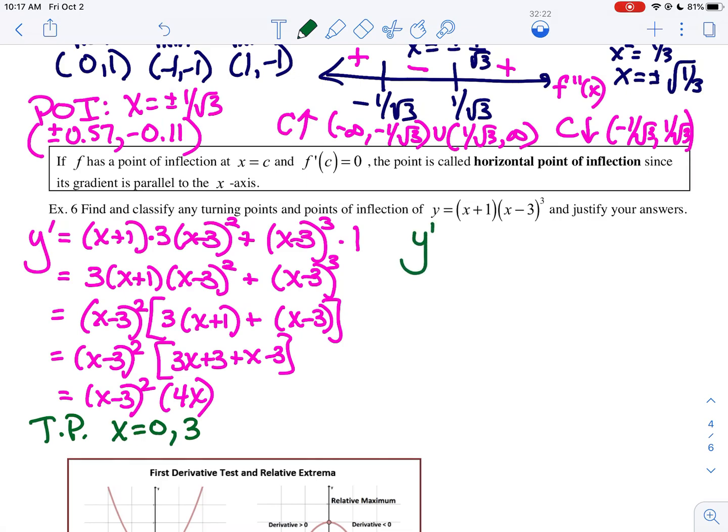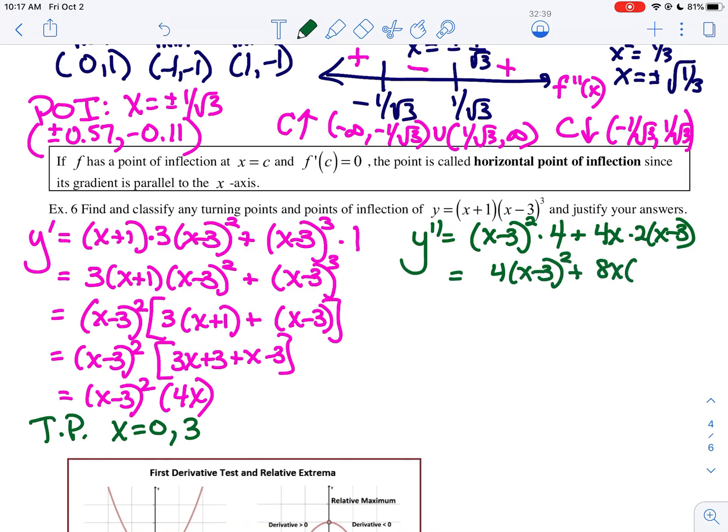But let's go grab that second derivative. So I'm going to take the first times the derivative of the second, plus the second times the derivative of the first. So that's 4 times (x minus 3) squared plus 8x times (x minus 3).